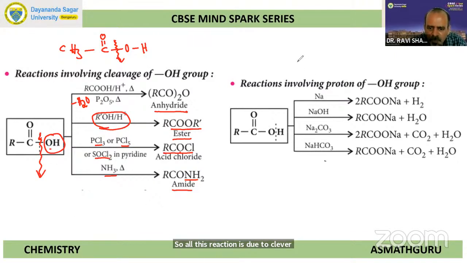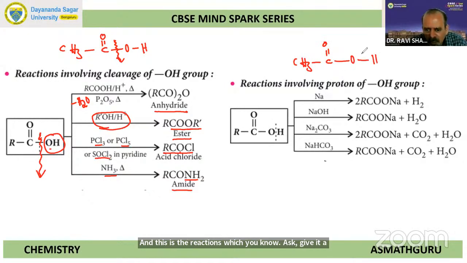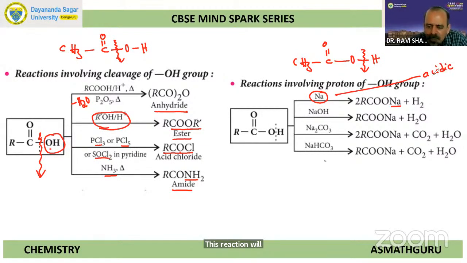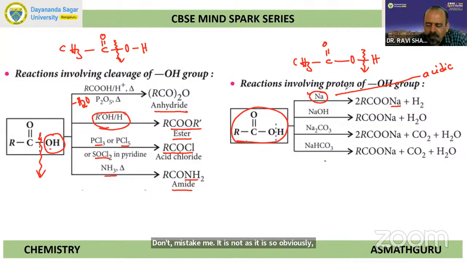And these are the reactions which involve cleavage of what? The OH group. This reaction is due to cleavage of the OH group. Reaction with sodium: look here, it replaces that H and becomes hydrogen. This reaction with sodium indicates that it is acidic. Don't mistake me, it is not an acid, it is acidic. Anybody who reacts with sodium is acidic. Does it react with NaOH? NaOH is a base, so this reaction indicates that it is an acid. Carboxylic acid is acid.